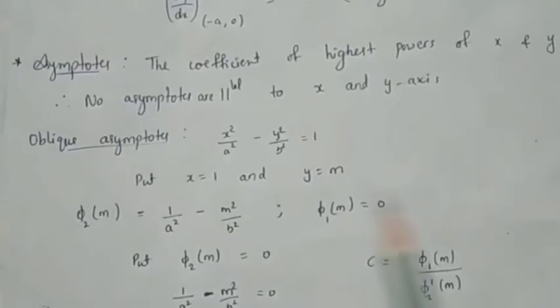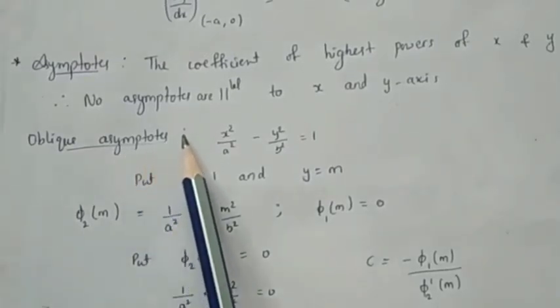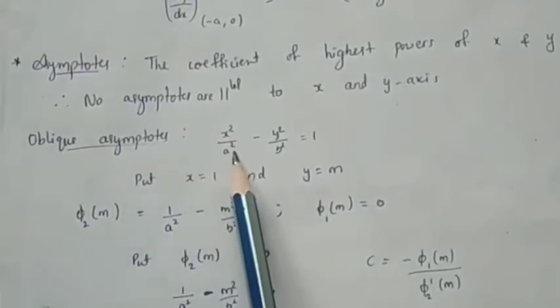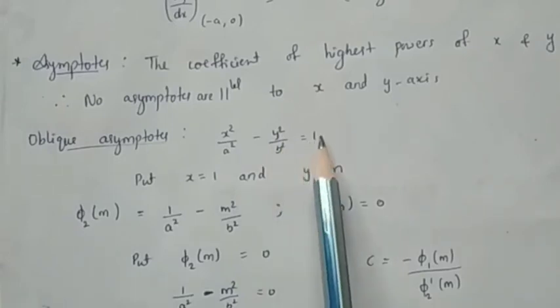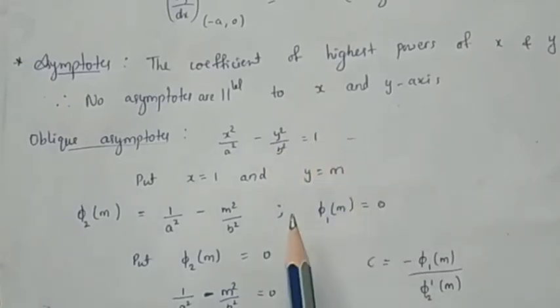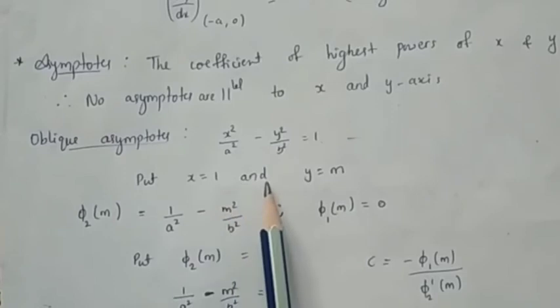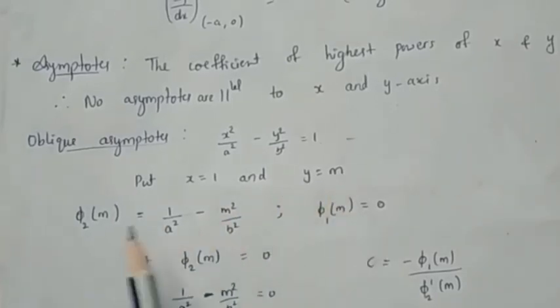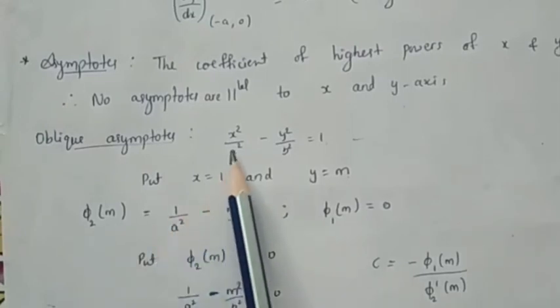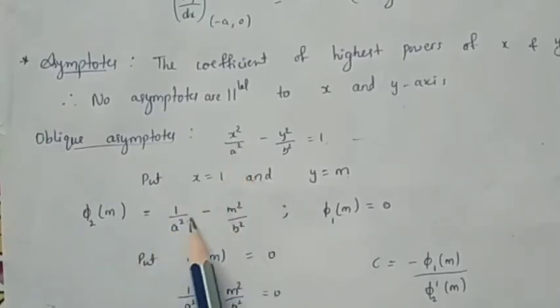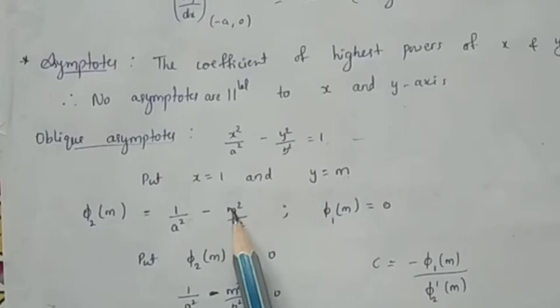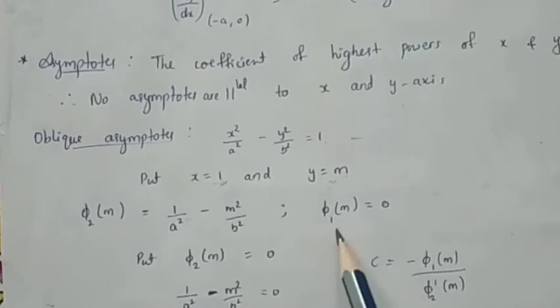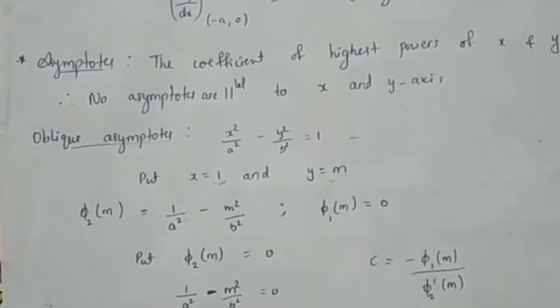Okay, the next one is the oblique asymptotes. X square by a square minus y square by b square which is equal to 1. This is the given equation of the curve. Put x is equal to 1 and y is equal to m for the highest degree terms. You get phi 2 of m which is equal to 1 by a square minus m square by b square. Next, phi 1 of m which is equal to 0.